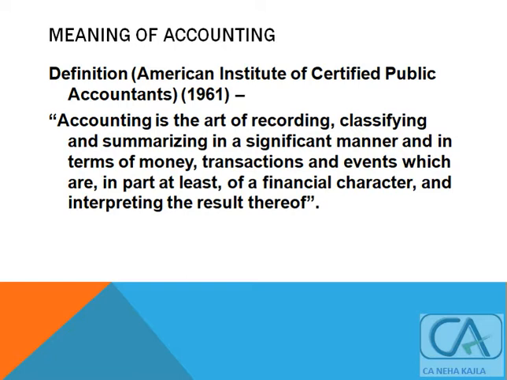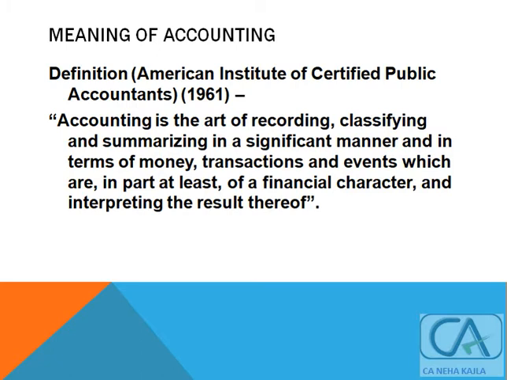Now, this is the most important thing which can be asked in the exams, that is the meaning of accounting. It is the same as you have studied in your class 12th. The definition of accounting is given by the American Institute of Certified Public Accountants. Accounting is an art of recording, classifying, and summarizing. These are the three elements of the procedure of accounting, right? In a significant manner, in terms of money, transactions, and events. These three things we have covered in economic activities, which are in part at least of a financial character. Economic activities happen only when there is a financial character involved, and interpreting the results thereof. Clear? Hope this is clear.